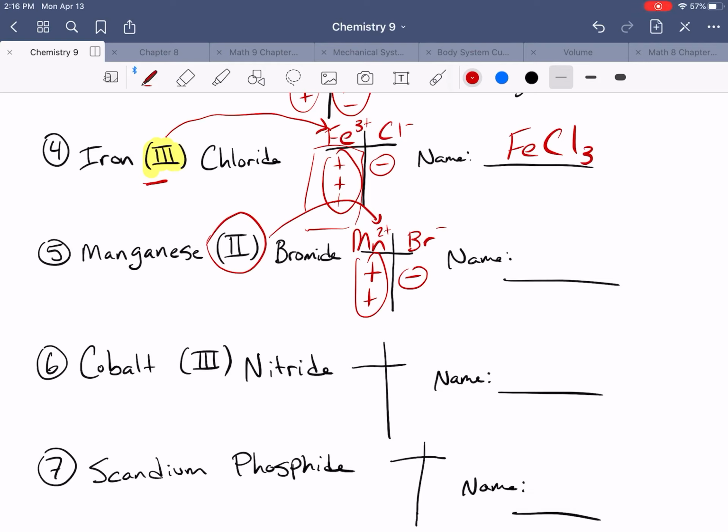Then I'm going to ask myself, who needs more? And I know it's bromine. Bromine altogether needs 2 packages to balance out manganese. So this doesn't get any numbers, but bromine needs 2 to be balanced to that manganese.